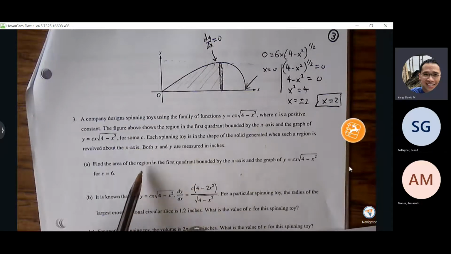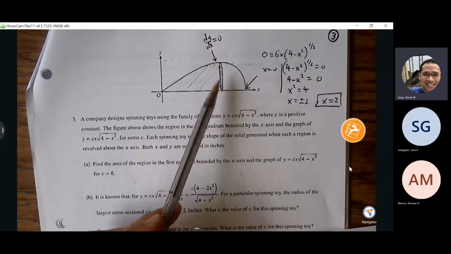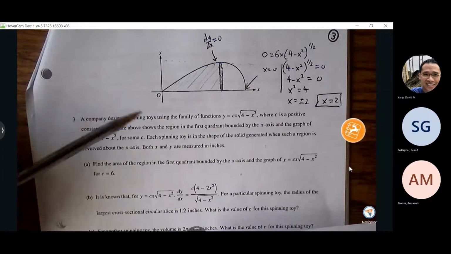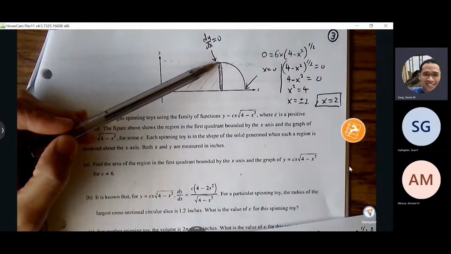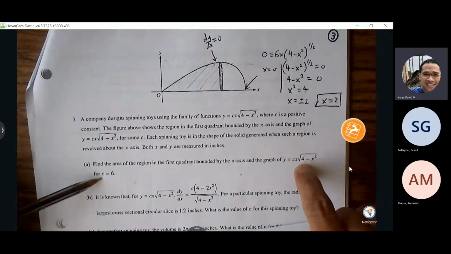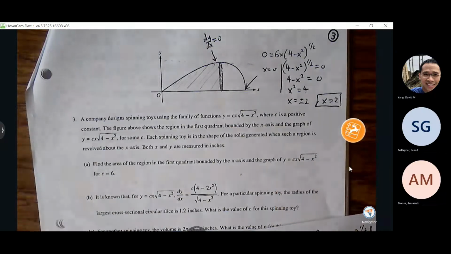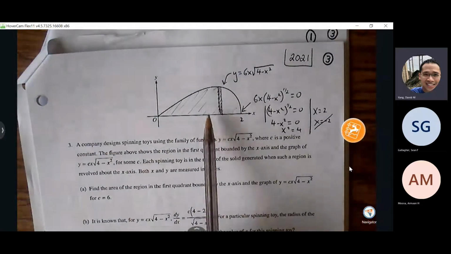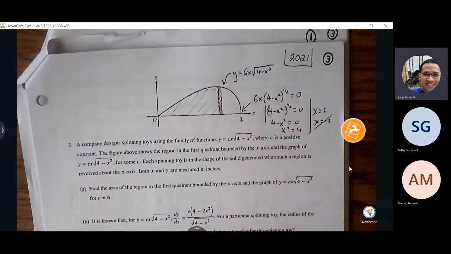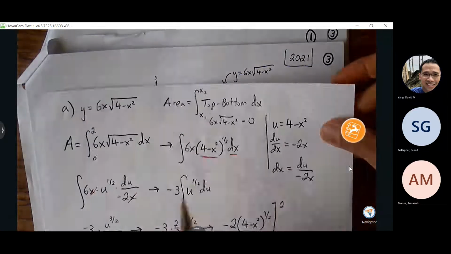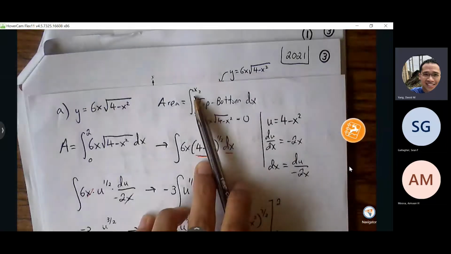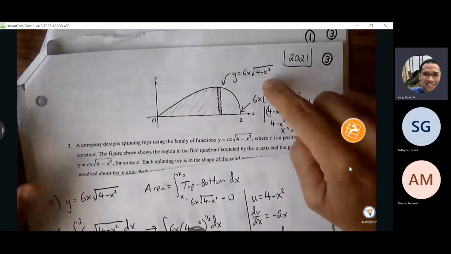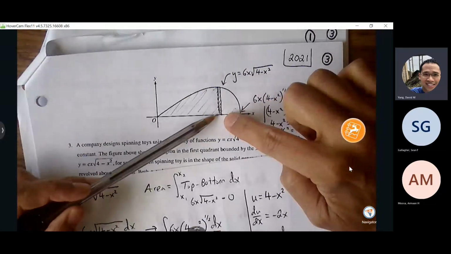okay, we have the spinning toy. We want to find the area of the shaded regions, so we go through top minus bottom. Top being the 6x root 4 minus x squared, and then the bottom function being the 0. Okay, so we know that our area formula is just the definite integral from 0 to whatever that upper bound x value is. Top graph minus bottom graph, top graph being the 6x root 4 minus x squared, bottom graph being the 0.